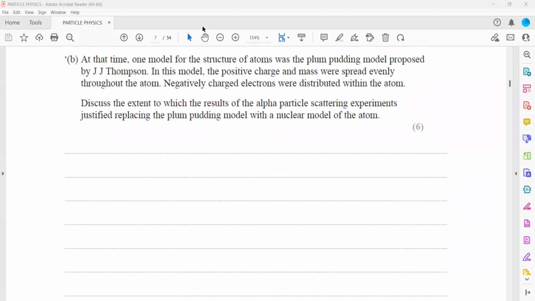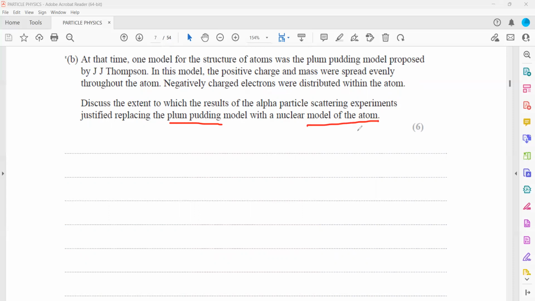In part B, at that time, one model for the structure of the atom was the plum pudding model, which was proposed by J.J. Thomson. In this model, the positive charges and the masses are spread evenly throughout the atom. Negatively charged electrons were distributed within the atom. Discuss the extent to which the results of the alpha particle scattering experiment justify replacement of the plum pudding model with a nuclear model.